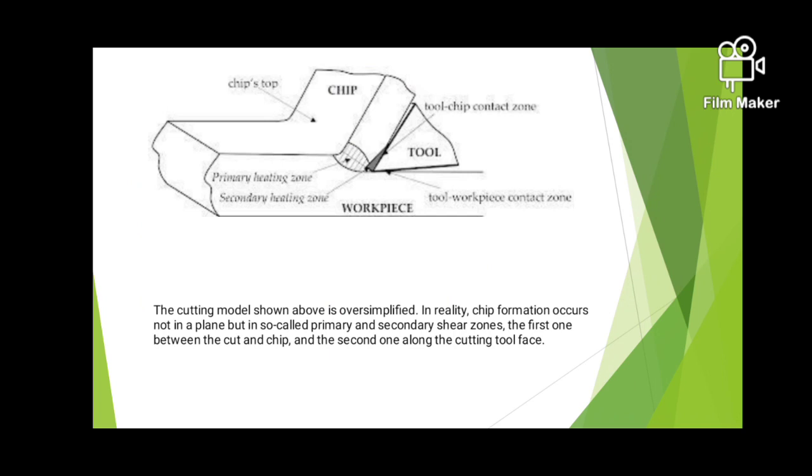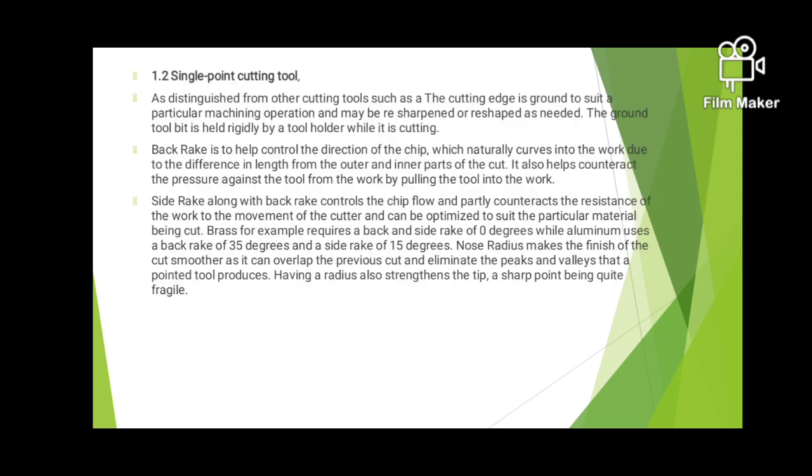This diagram shows the force the tool plays on the workpiece, and as per the direction shown in the image, the chip will be formed.